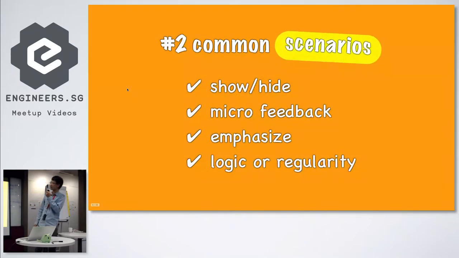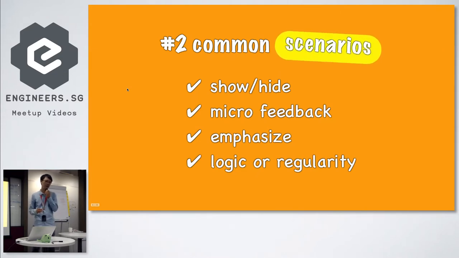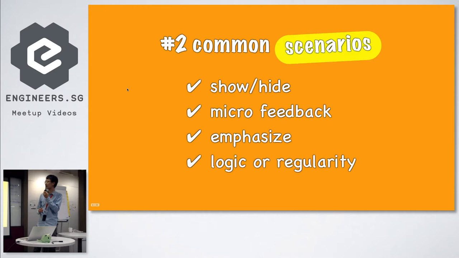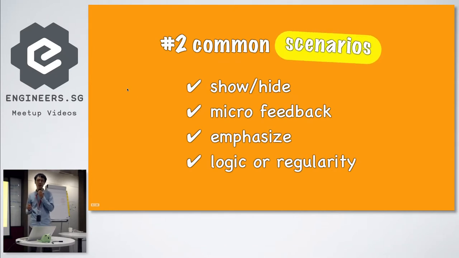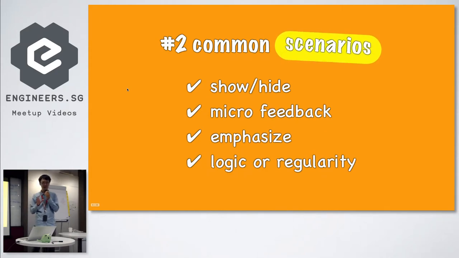And for animation, there are some common scenarios, I guess. Let's talk about them one by one. The first one is showing and hiding something, just like components or dialogues or pages. The second one is called micro feedback. Just like when you hover on a button or click a button, you may find the button has a little bit of change to tell you that you have clicked or hovered on it.